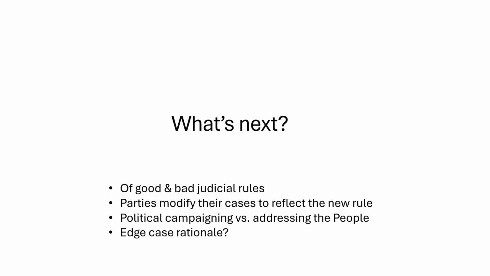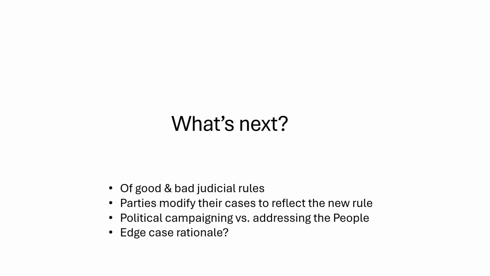That makes sense because the parties, both the prosecution and the defense, didn't know this rule existed, because it didn't exist when they first argued the case. So by remanding it, it gives the prosecution and the defense time to modify their claims and their arguments and make them reflect the new rule. So that's basically what's going to happen next.